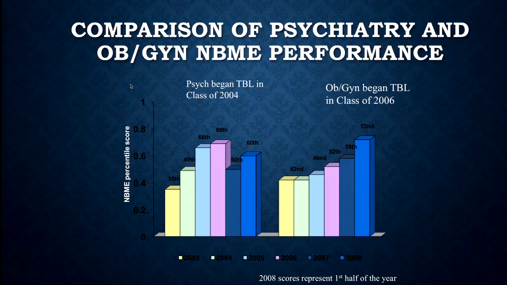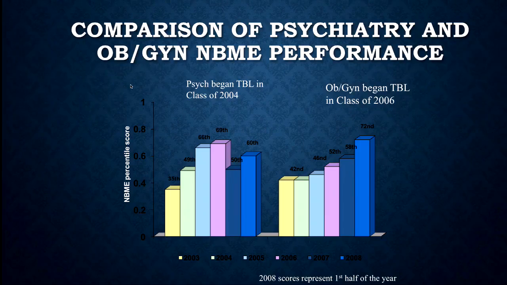I apologize for this slide, but this just shows what happened in our clerkship when we instituted TBL. This first one, terrible, this is psychiatry here. The second one is OB-GYN. In the psych clerkship, we had kind of miserable shelf exam scores. They were in the 35th percentile.